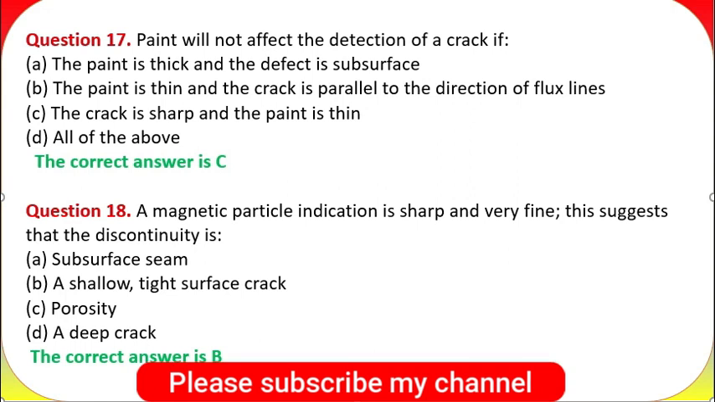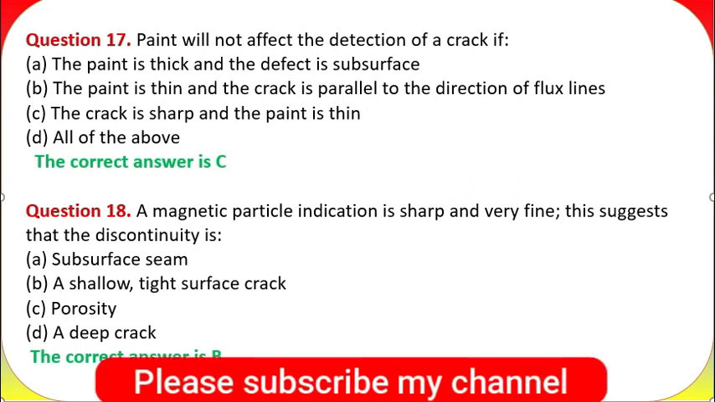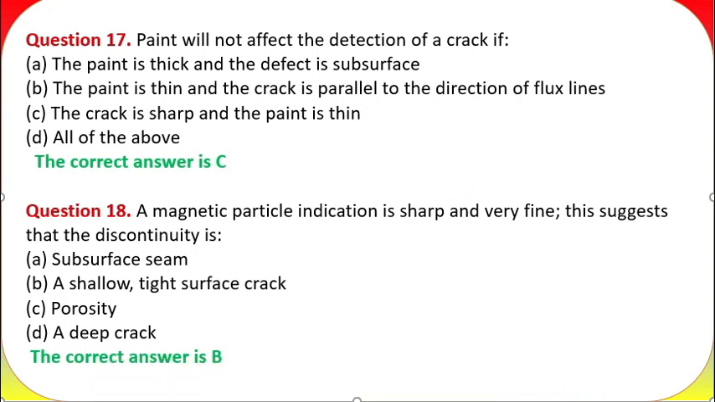Question 17. Paint will not affect the detection of a crack if: A. The paint is thick and the defect is subsurface. B. The paint is thin and the crack is parallel to the direction of flux lines. C. The crack is sharp and the paint is thin. D. All of the above. The correct answer is C.